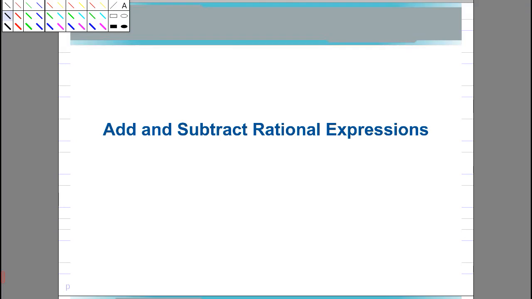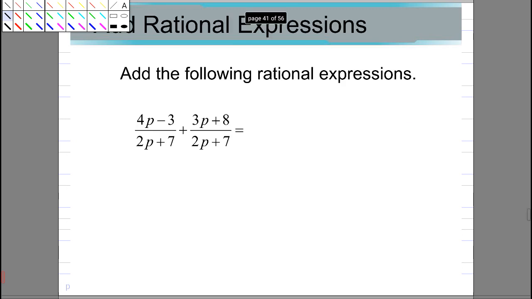Welcome to part 3 of our rational expressions work. Okay, adding and subtracting rational expressions. So add the following rational expressions. Okay, well the good thing about this is they have the same denominator. You can only add or subtract them if they have the same denominator, just like with fractions.